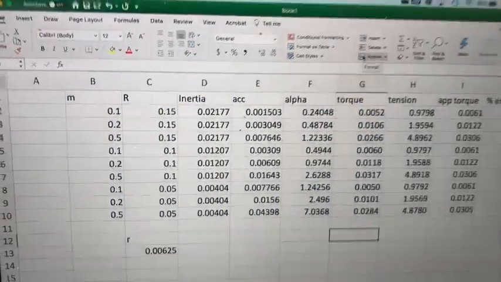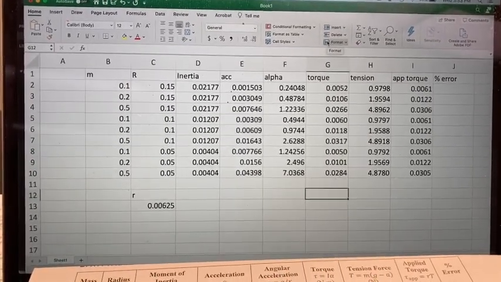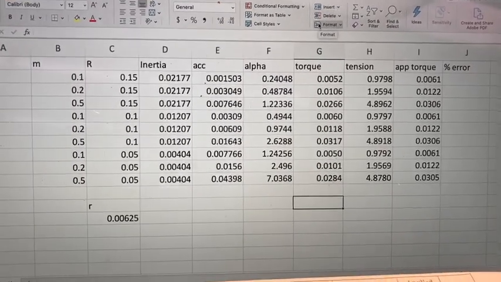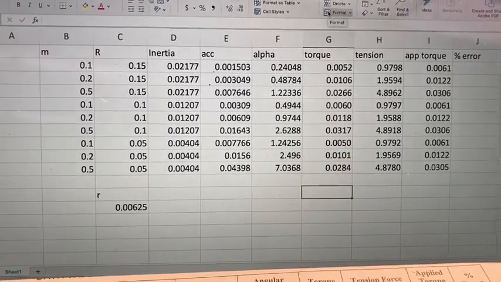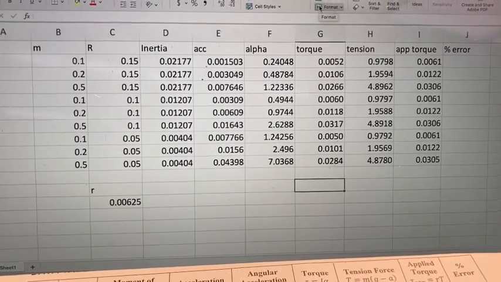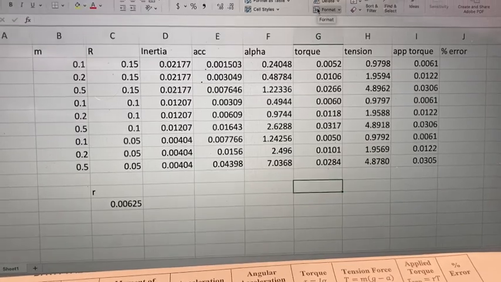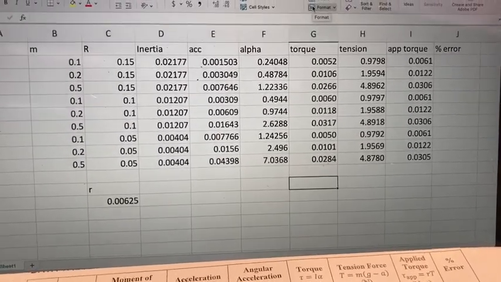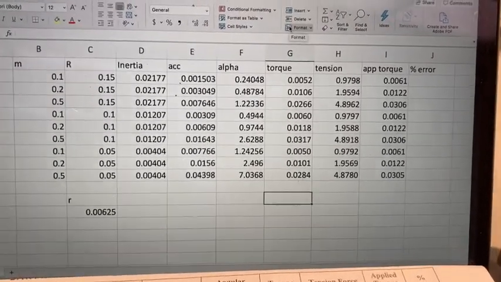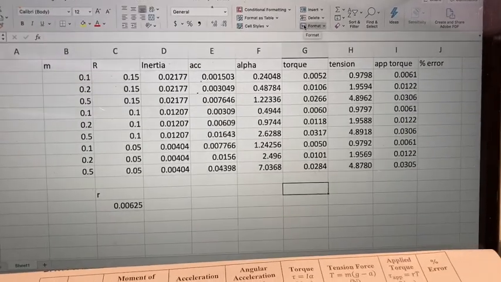So here's the actual data, which you can write down. I also have a photo that I'll put up with the data sheet. So these are all in SI units. So M is in kilograms, R is in meters, inertia is in kilograms meters squared, acceleration is meters per second squared, alpha is the angular acceleration in radians per second squared, torque is in Newton meters, tension is in newtons, applied torque is in Newton meters, and you can calculate the percent error. So that is the lab. You can answer the questions related to this for lab 8, and have a good day.